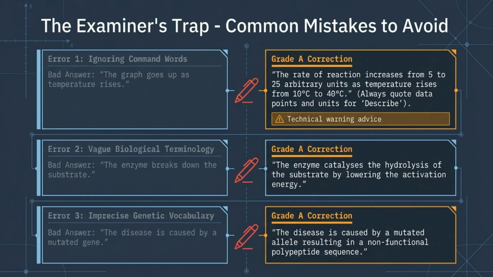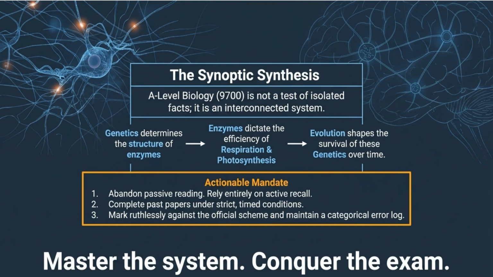The difference between a C and an A isn't just knowing the facts. It's using the right language. Stay sharp. That is your 2026 A2 Biology Blueprint. We've deconstructed the syllabus and looked at the exact mechanisms you need to master. Biology is tough, but with the right strategy and the right resources, that A-star is completely within your reach.